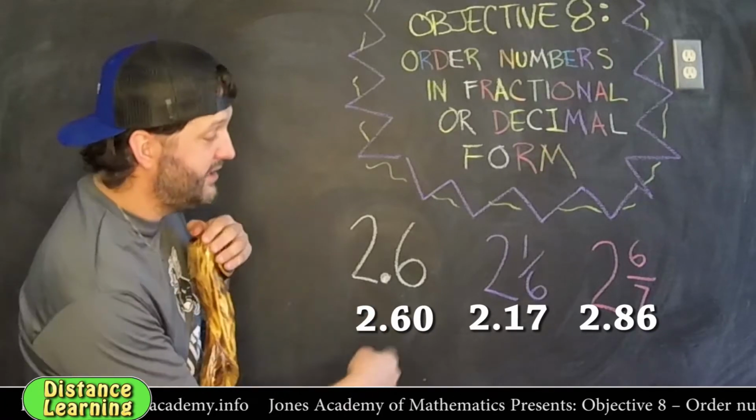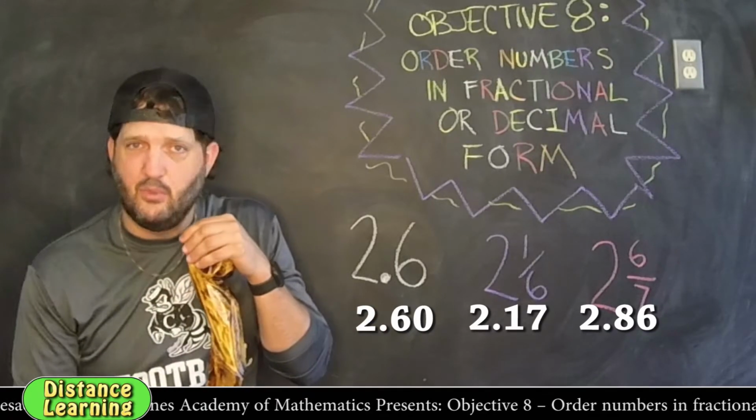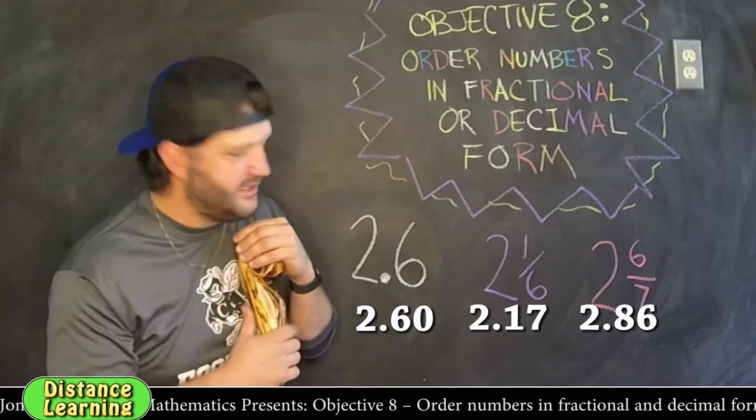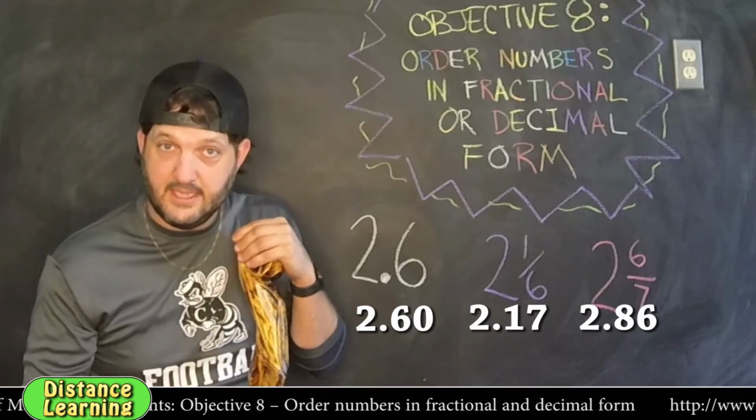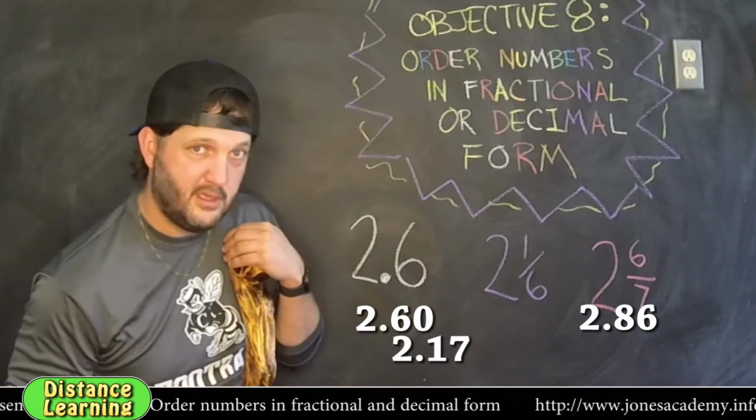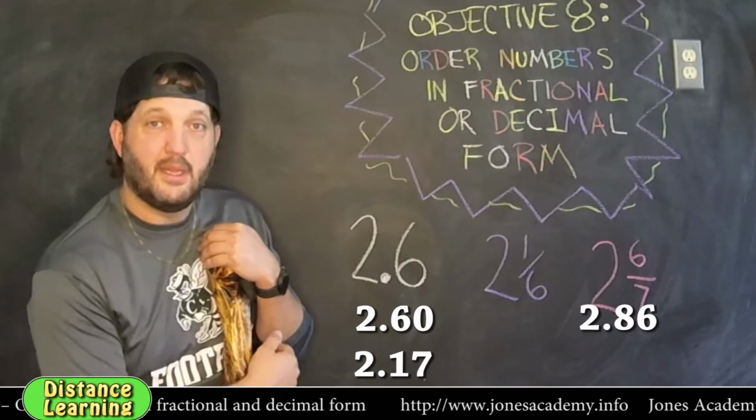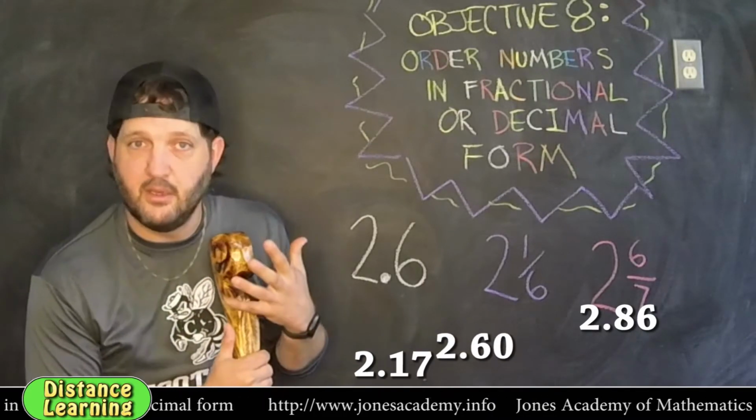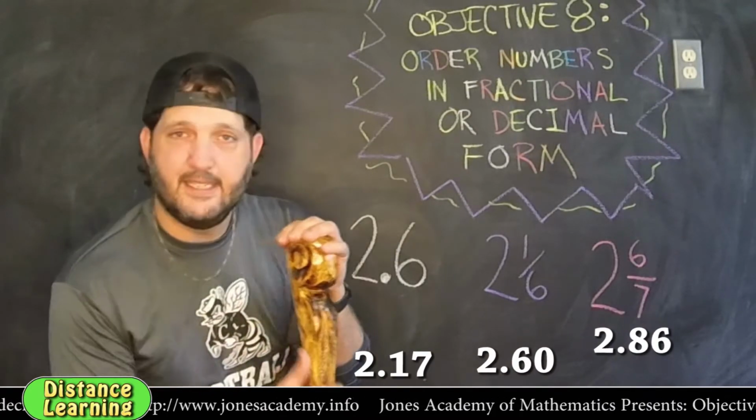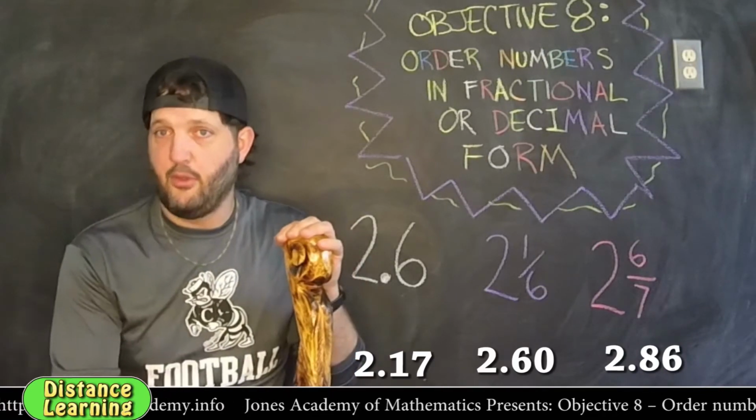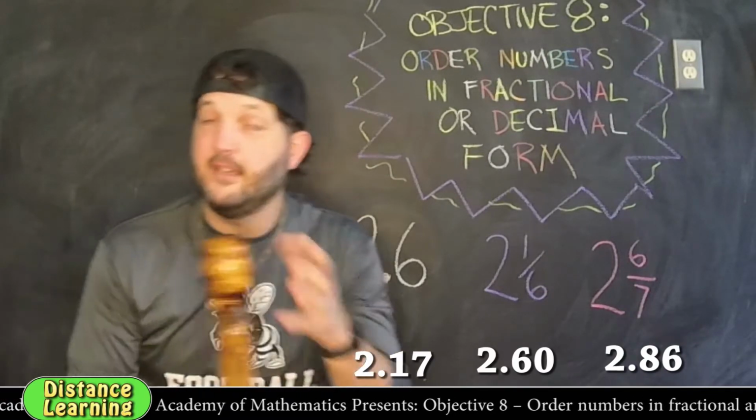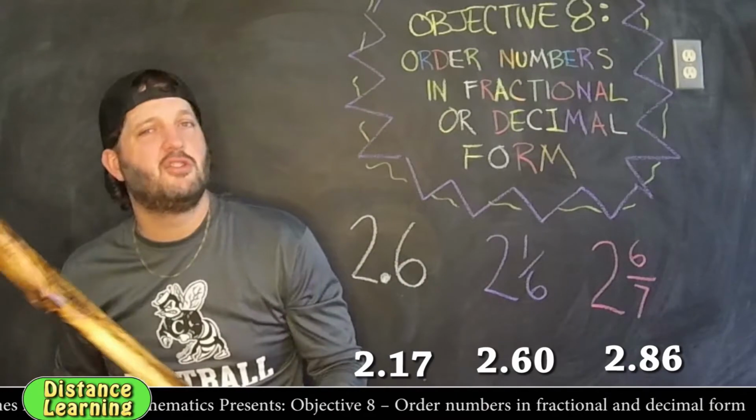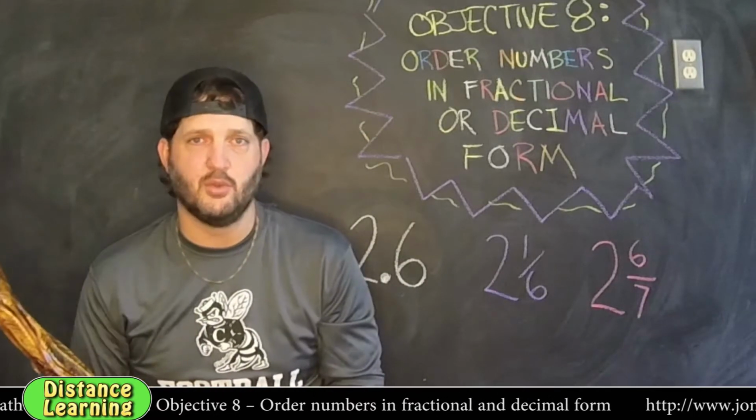Now that you have each one as a decimal number with 2 decimals, it's easy to see $2.17 is the least, so this one would come first. $2.60 would be in the middle, so 2.6 goes in the middle, and $2.86, well, that's the biggest, so that would go third. All right, now let's take a look at the document camera, and I'm going to show you how to use your calculator to make these conversions really easily.